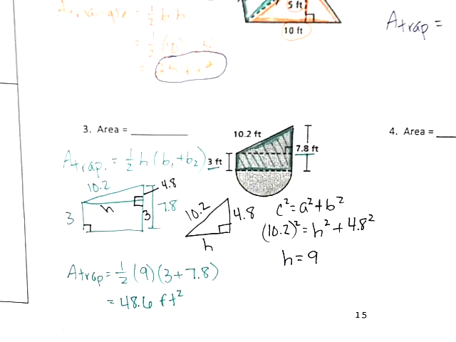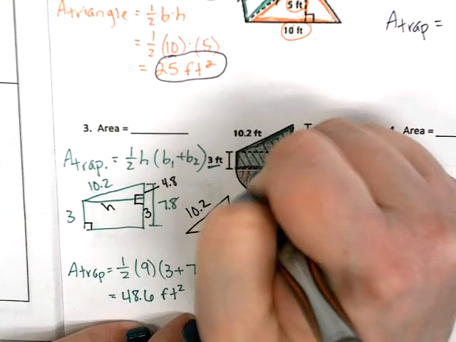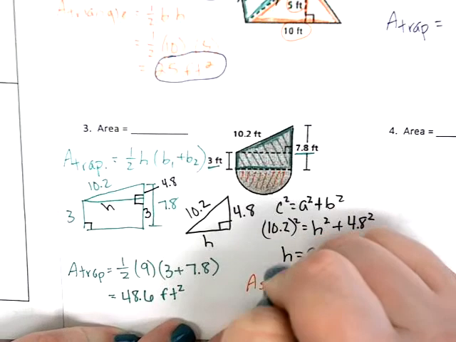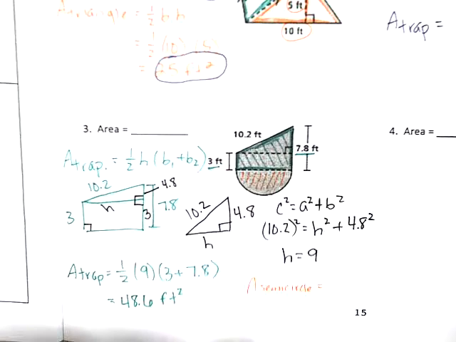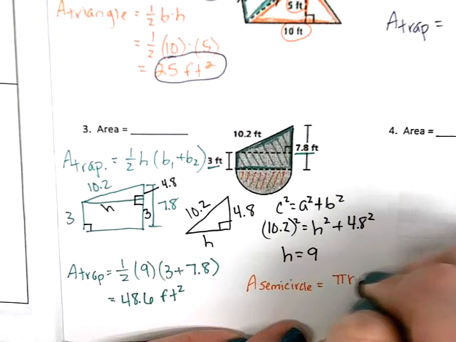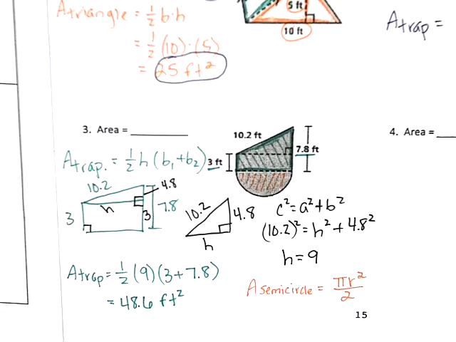Then I also need that half circle that's at the bottom there. So let's go ahead and do that. This orange here is a semicircle. We know that the area of a circle is pi r squared. Since this is a semicircle, we're going to divide it by 2. So we really just need the radius of the circle.